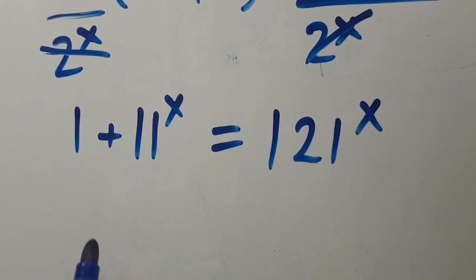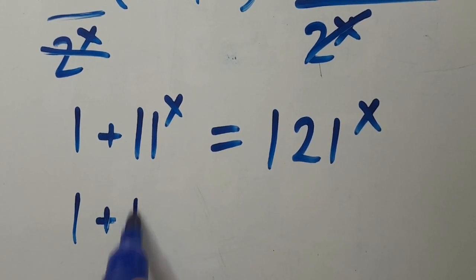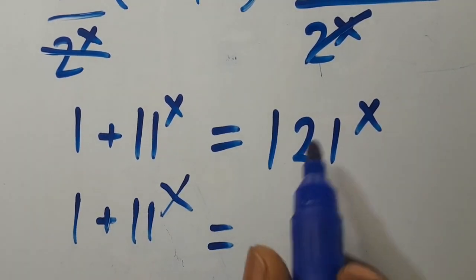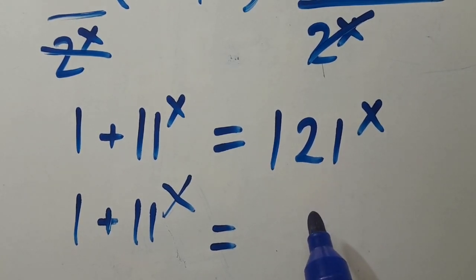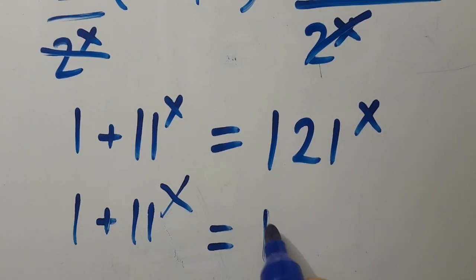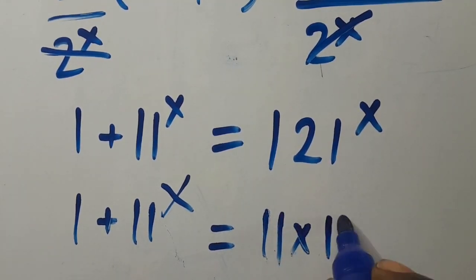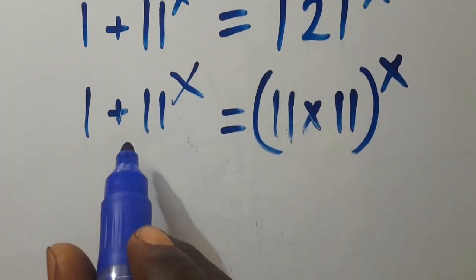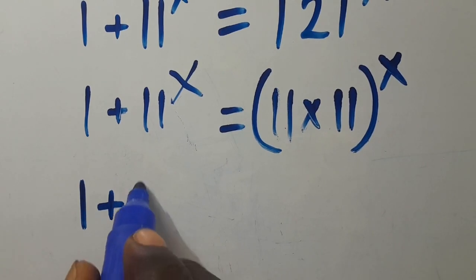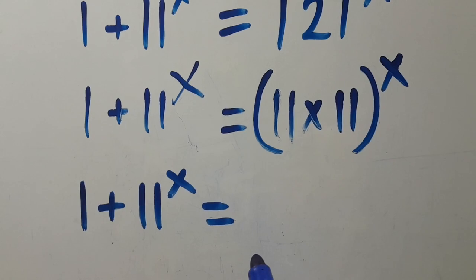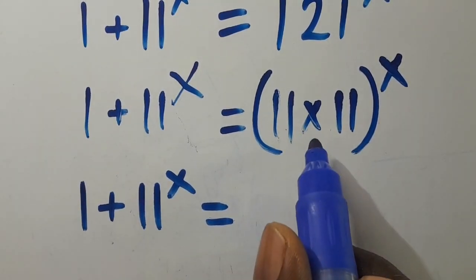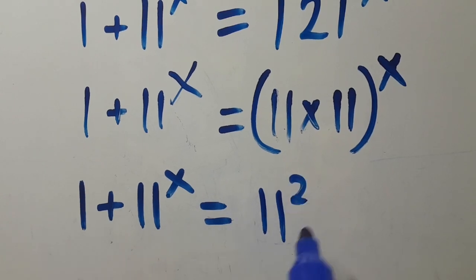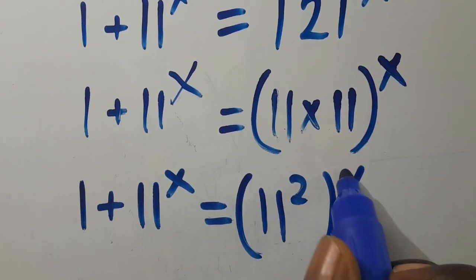Now, from here, we can see we have 1 plus 11 to the power of x. So equals, we can also simplify 121 as 11 times 11, all in bracket, to the power of x. So therefore, from here, we have 1 plus 11 to the power of x equals, we can express this as, when you have 11 times 11 can be simplified as 11 to the power of 2, all in bracket, then to the power of x.